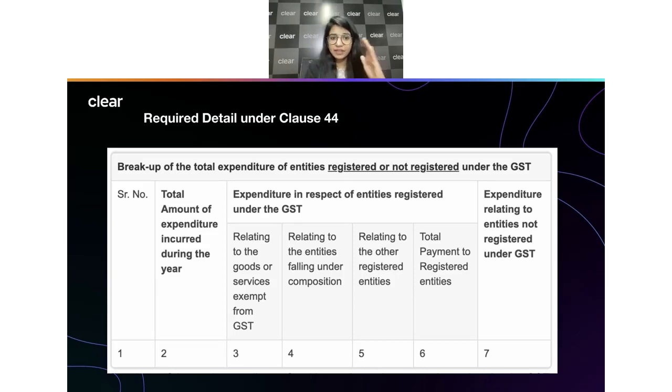So here they have defined nil rated supply and the exempt supply, even when you look into notification number 1, notification number 2, notification number 11 and notification number 12. When you look into these notifications, you will actually get the details of the supplies which are exempt under GST or covered under nil rated under GST, right? So that has already been defined.